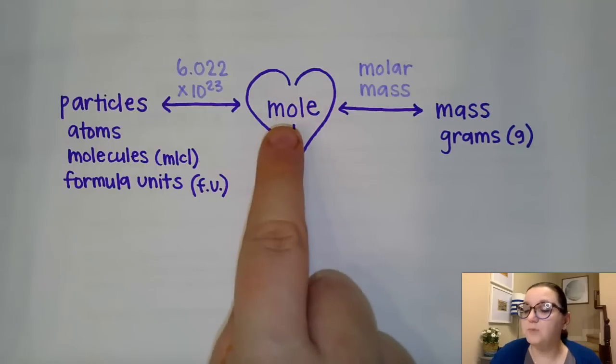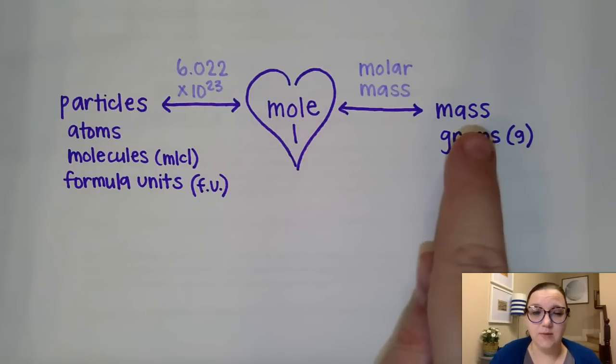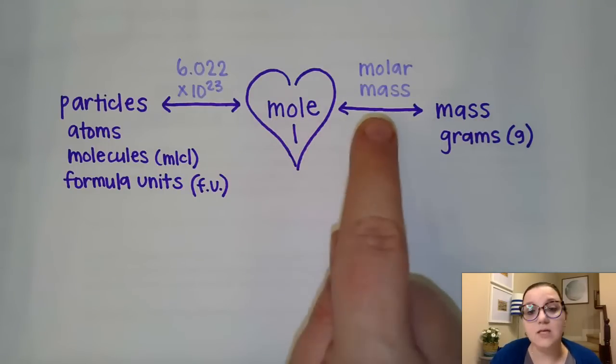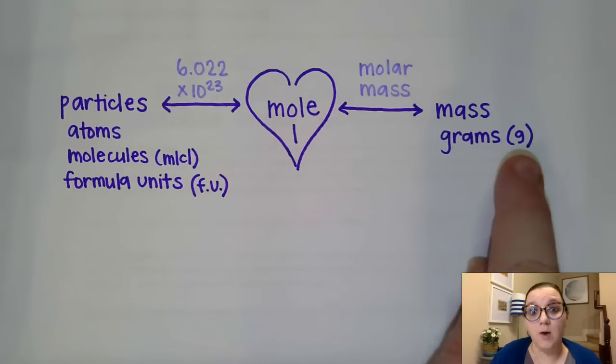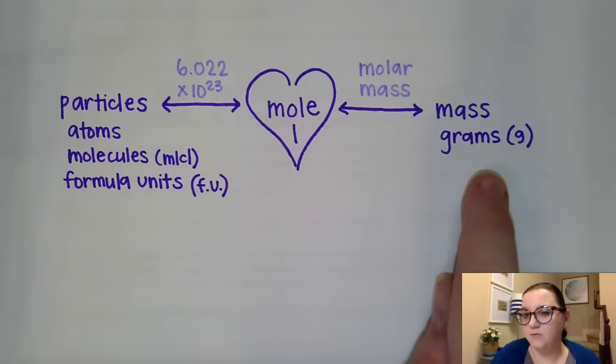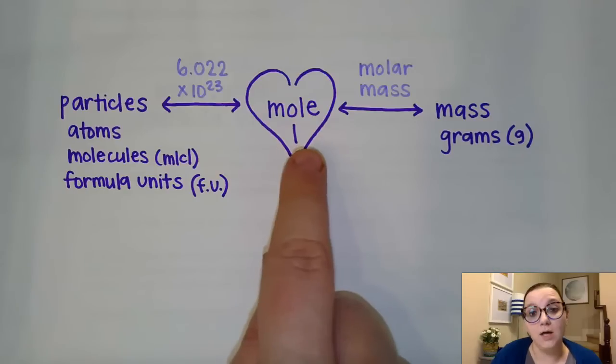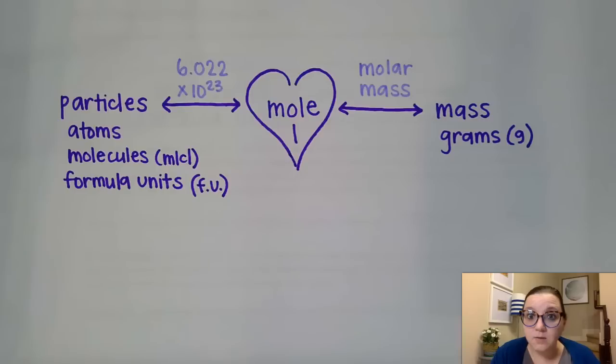And if I want to convert between moles and mass of an element or a compound, I would use the molar mass as a conversion, and that would allow me to convert into grams. However, when I set up that conversion, as a reminder, we always put 1 with moles. So 1 mole would be equal to the molar mass in grams of that substance.